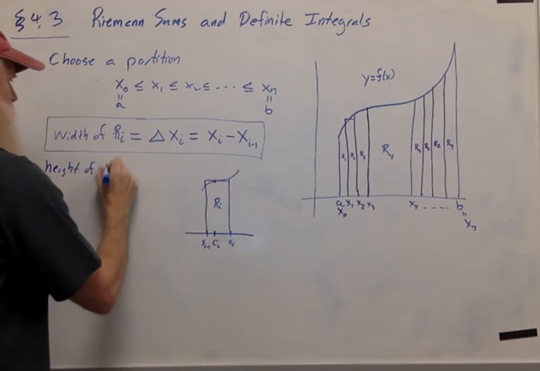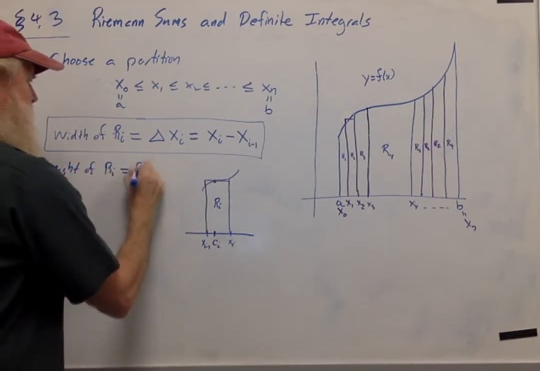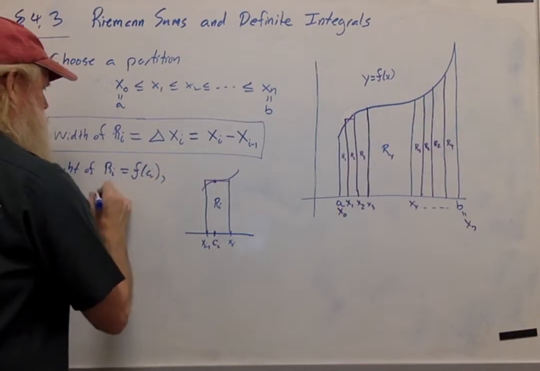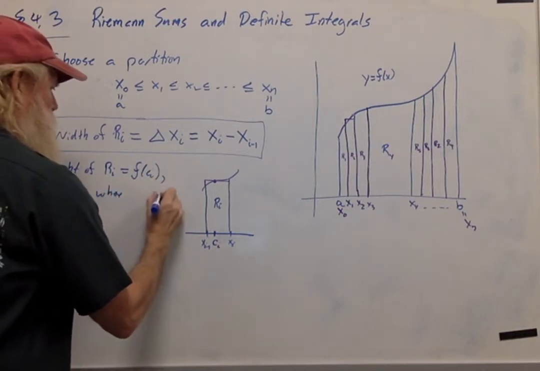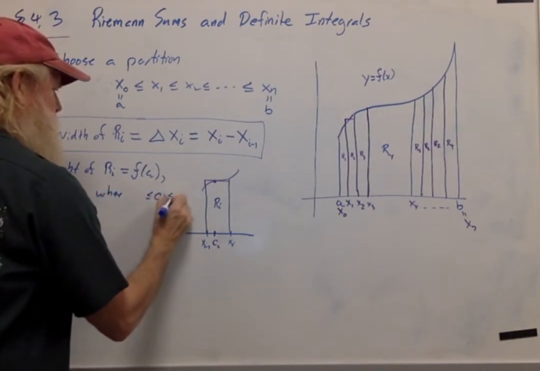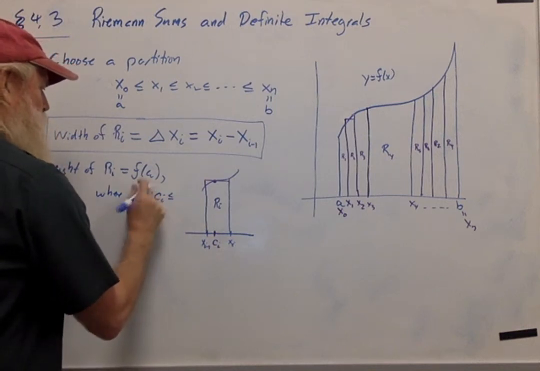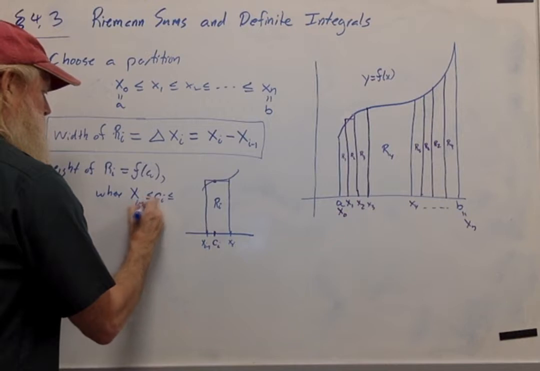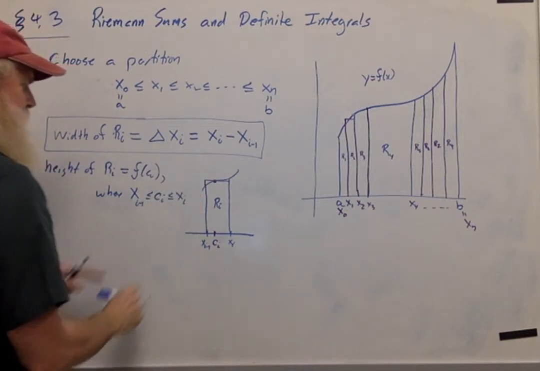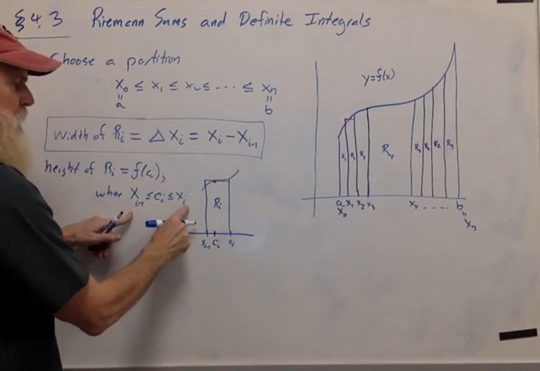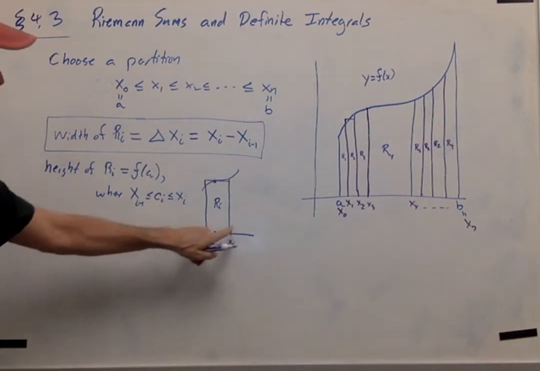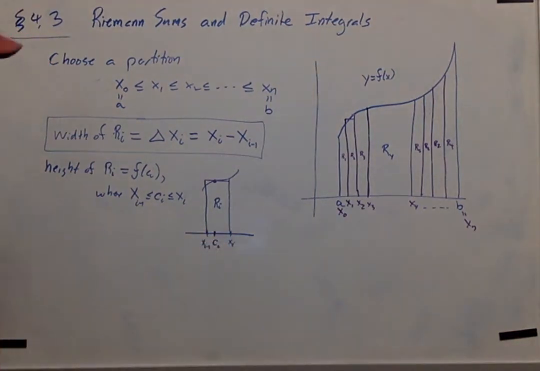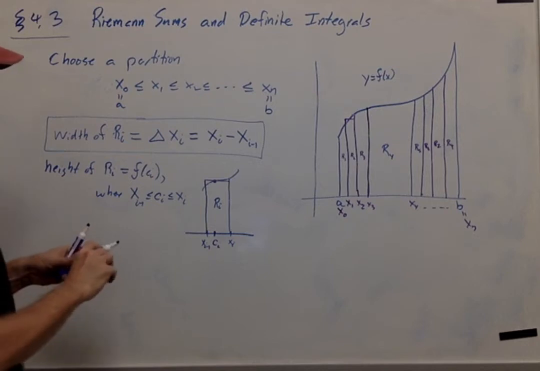So the height of R sub i will be f of c sub i, where c sub i is some point we've chosen between x sub i minus 1 and x sub i. So it could be the left endpoint or the right endpoint, or it might be the midpoint or any other point in between. Again, we're trying to make things as flexible as possible.